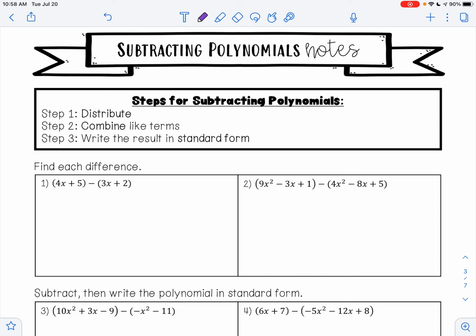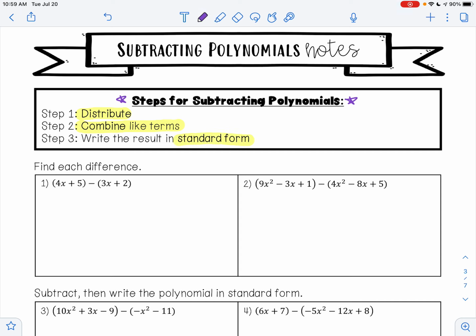There are 3 steps for subtracting polynomials. Your first step is to distribute. Step 2 is to combine like terms. And step 3 is to write your answer in standard form.